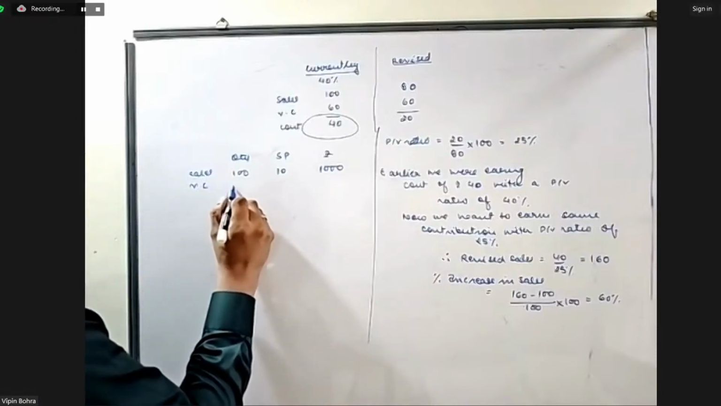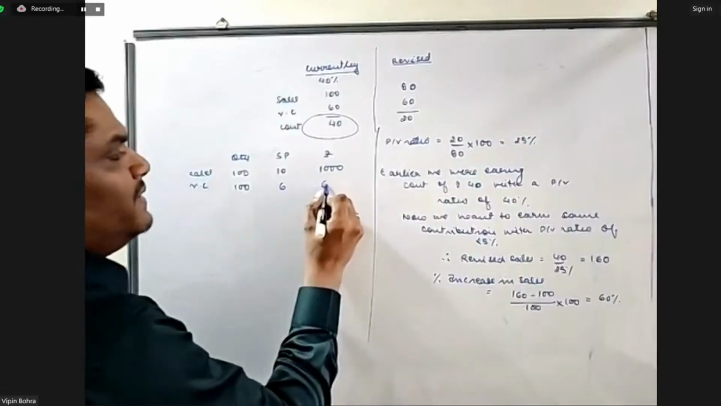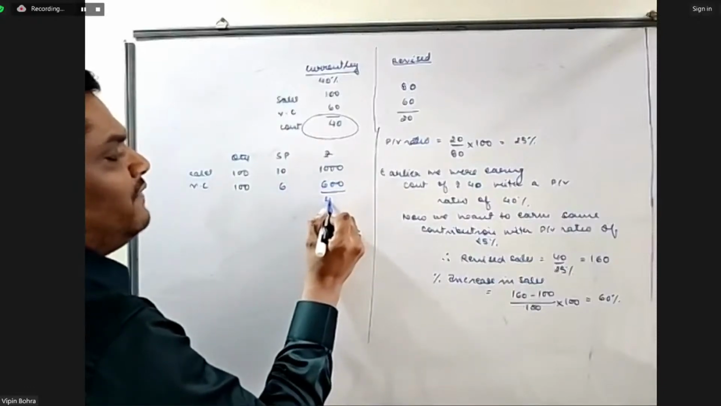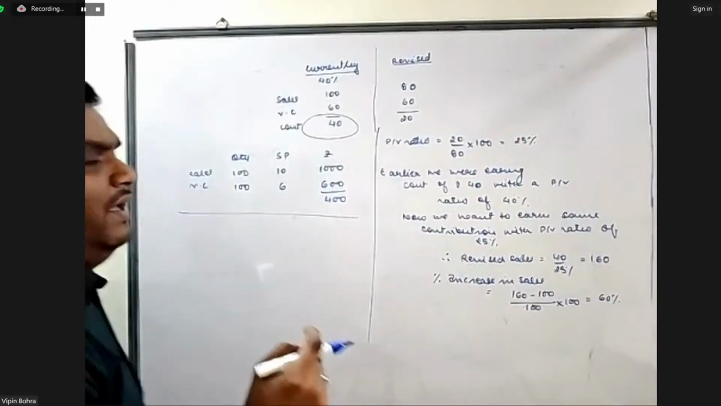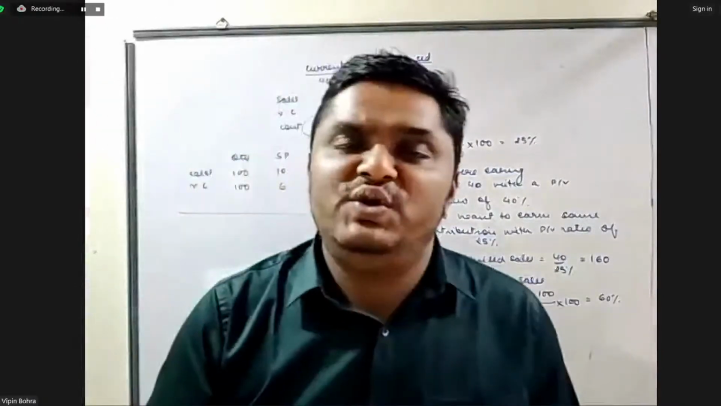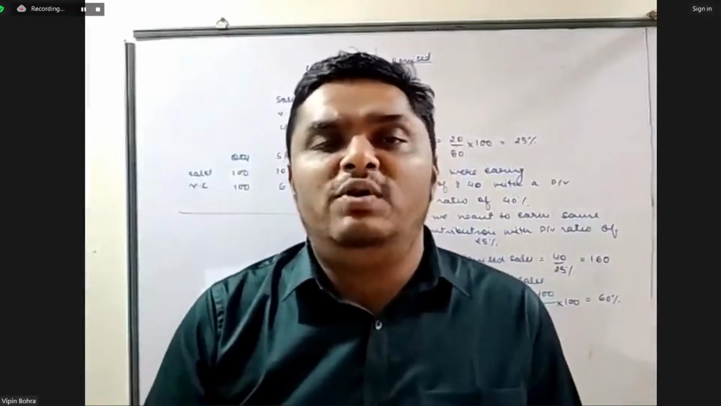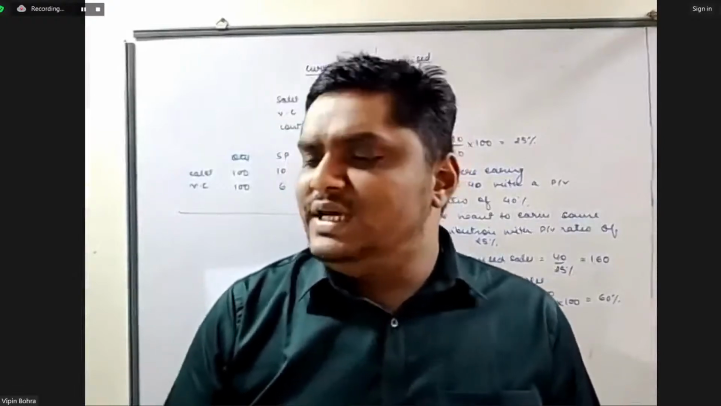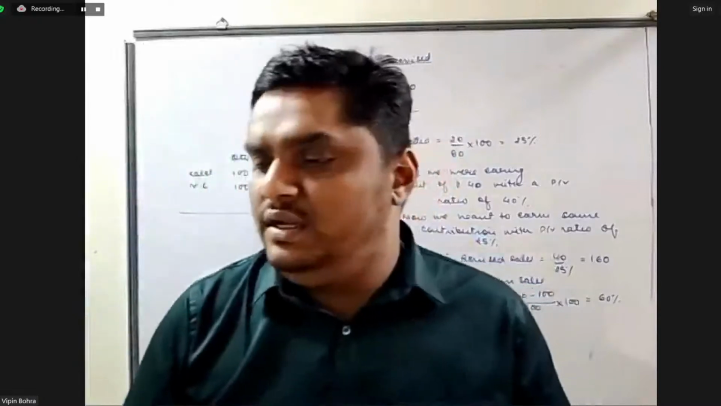Variable cost, the quantity is 100. If it is 6, then it will be 600. So thereafter the contribution will be 400. Now in the same way, if we change the PV ratio, then how much quantity we need to increase to get the same amount of profit? Both the approaches are same. So at the end of the day, this is the best way to solve the question, Sanya.